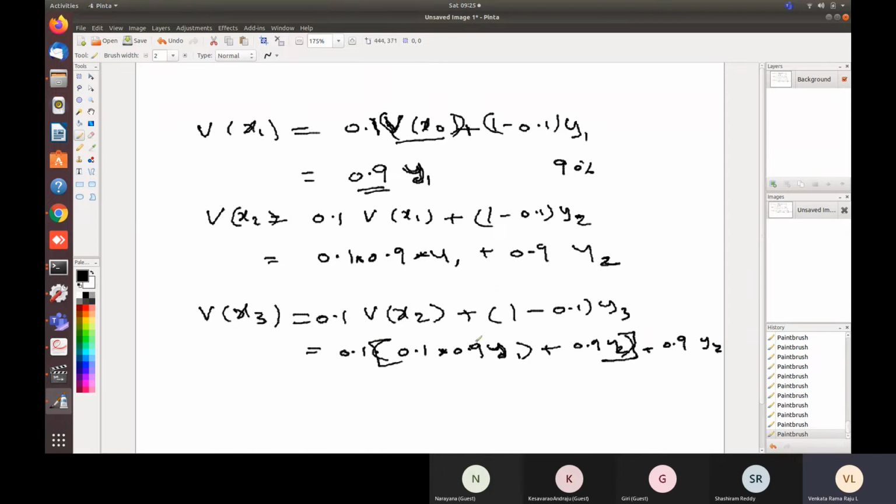If you look at this, this one is like 0.09 into y1 plus 0.9 into y2. So current day 90%, previous day 9%, 99% it is actually taking. It is taking from only 1.1 days. That's what 1.1 days means: 99% of the value is coming from the current day and previous day only. Got it?